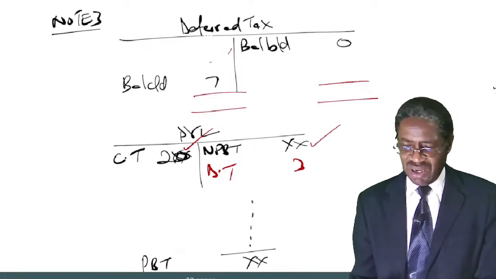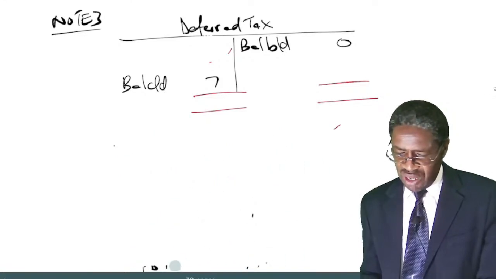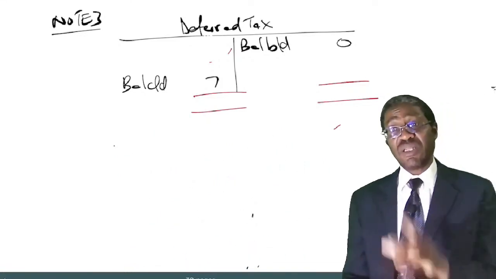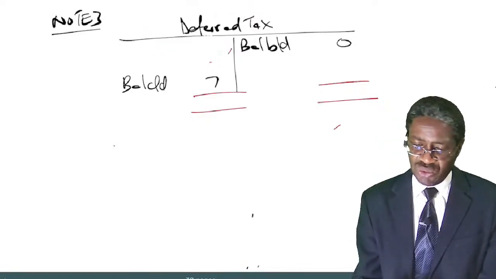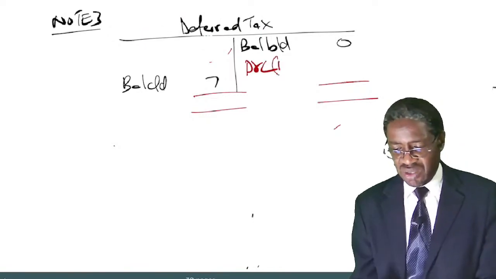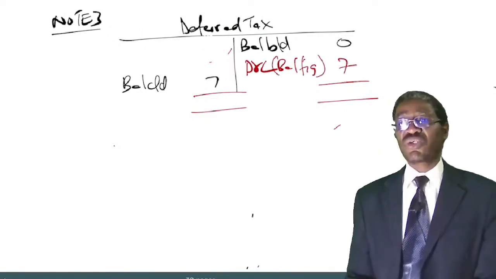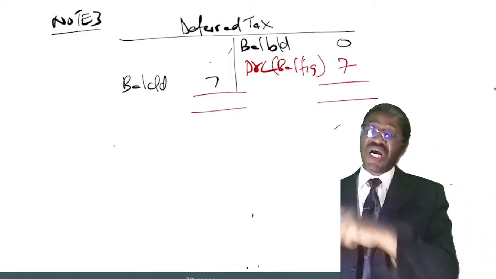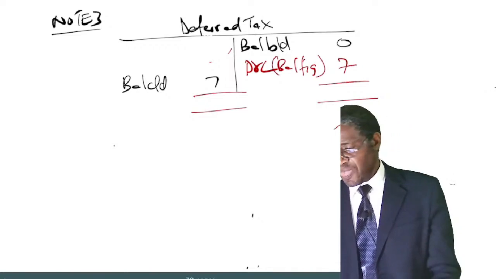Then we carry down a balance of 7. Then I told you, now that we are carrying down 7 and the brought down is 0, the charge for the year, I told you, will be the balancing figure, and it looks to be on this side. You come and see a balancing figure, that is 7. So it looks like the carry down and the charge are the same. Why? Because there was no brought down.